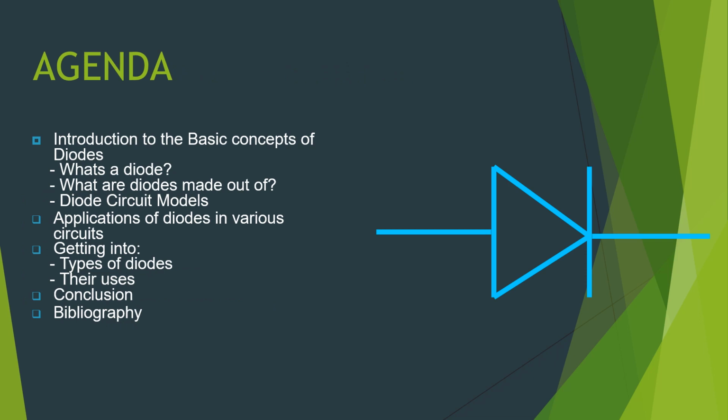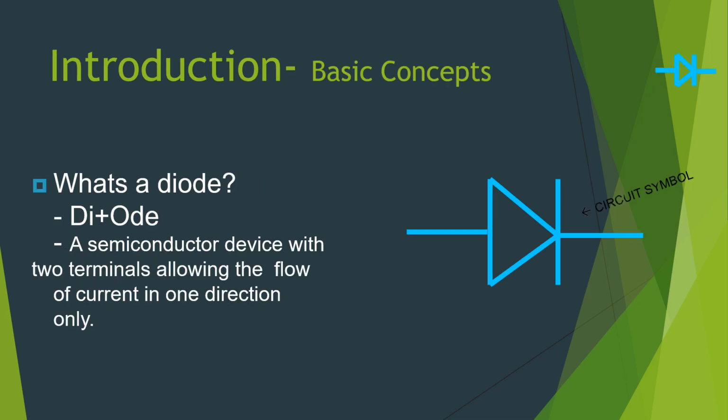In this topic we will be discussing what a diode is, what diodes are made out of, different types of diode circuit models, its applications, types of diodes and their uses. So now moving forward, first we need to know what a diode is. A diode is a semiconductor device with two terminals allowing the flow of current in one direction only. Here is a circuit symbol shown at the side.